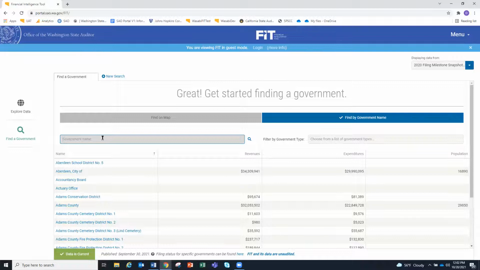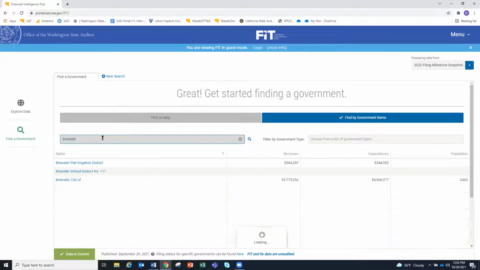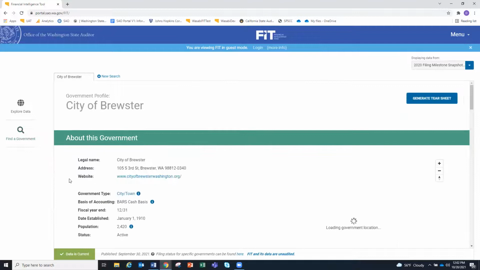For this demonstration, we had a volunteer from the audience. And so we're going to use the town of Brewster or the city of Brewster. And thank you, Misty, for volunteering. So as you can see, I type in Brewster, and then I'm going to choose the city of Brewster.